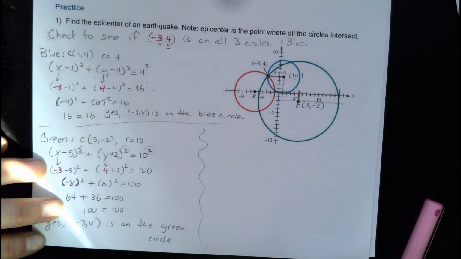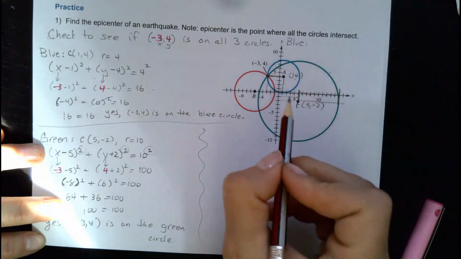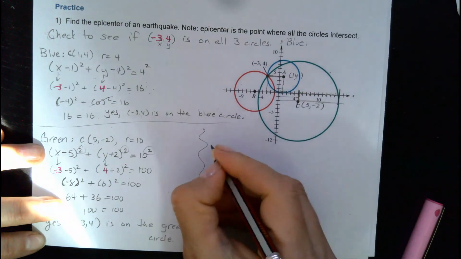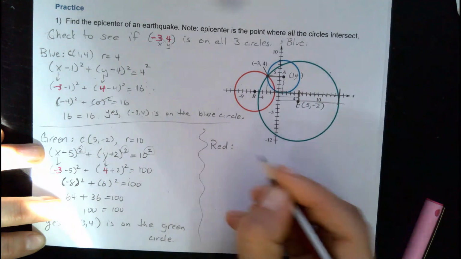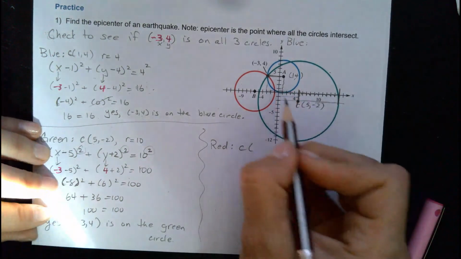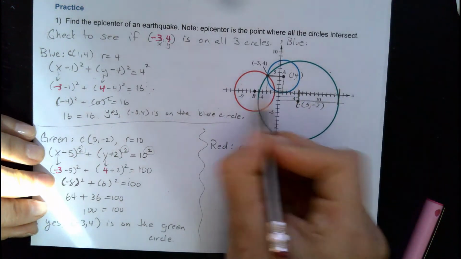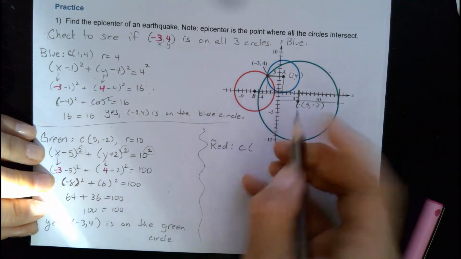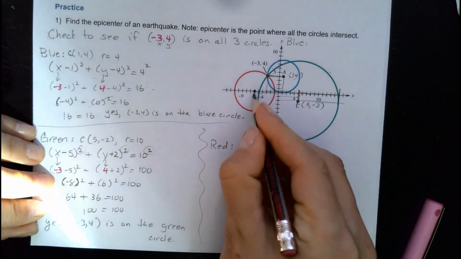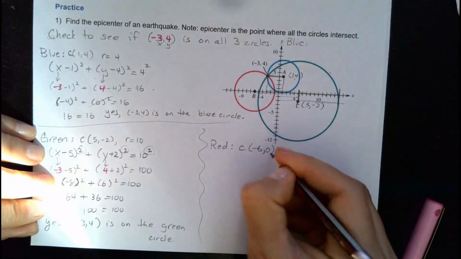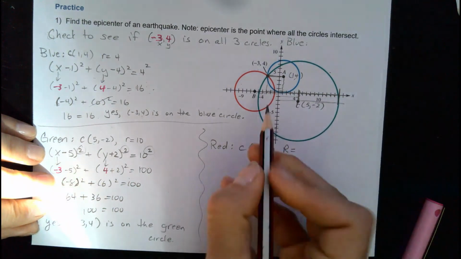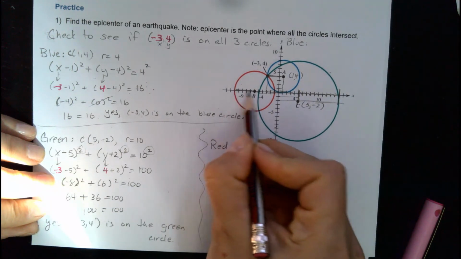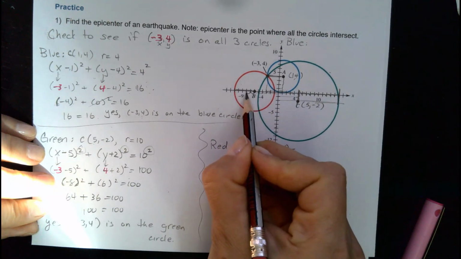Okay, so now we're going to do it again, but we're going to do it for the red circle. So the center of the red circle is this way. So 1, 2, 3, 4, 5, 6. So 6, negative 6. And it doesn't go up or down, so it's 0. Now my radius is from here to here. So 1, 2, 3, 4, 5.